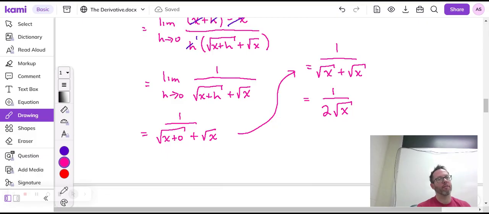We can even check that this works out. We did this in the warm-up, right? I closed it down, but did we not do root x at x equals 4 in the warm-up? Yeah, we did that, right? And we got 1 over 4 in the warm-up. Do we get 1 over 4 here for the same thing? Yeah, you do. You plug in 4. The root of 4 is 2. 2 times 2 is 4. You get 1 over 4. Everything checks out.